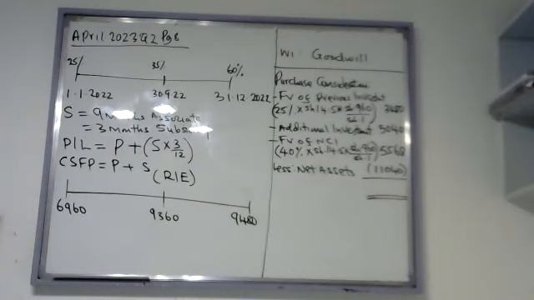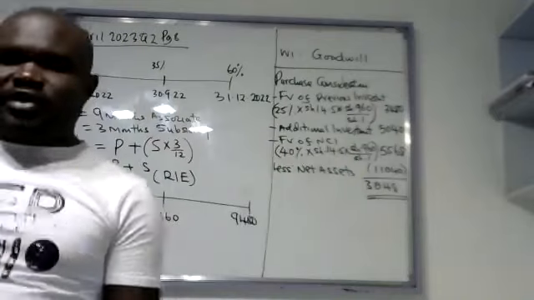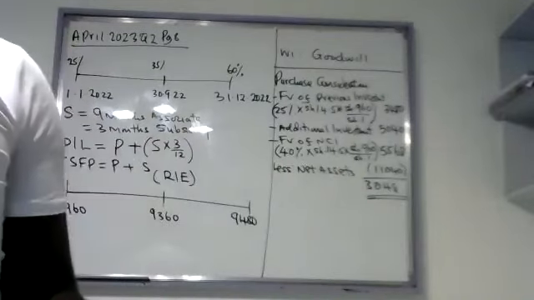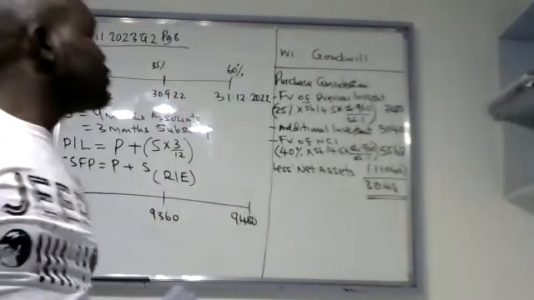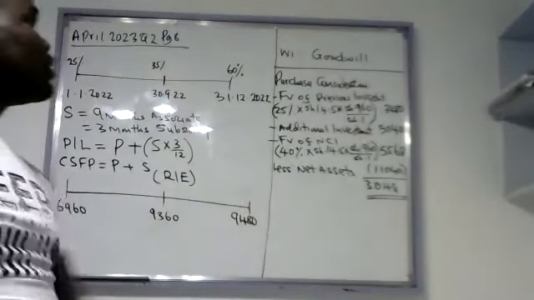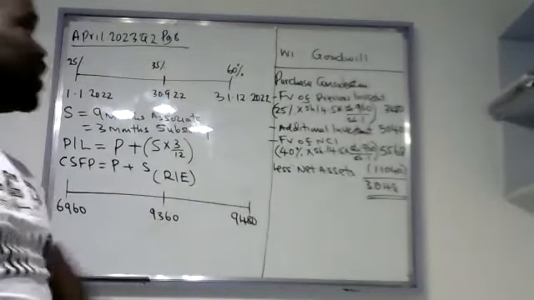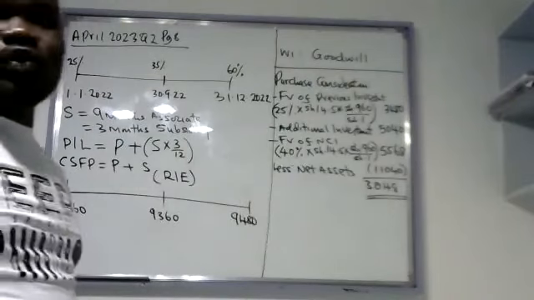Goodwill has been given to be 30, 48. 30, 48. Who has a question on goodwill? We are done with the goodwill. This time around it was not required. What's the question on goodwill?